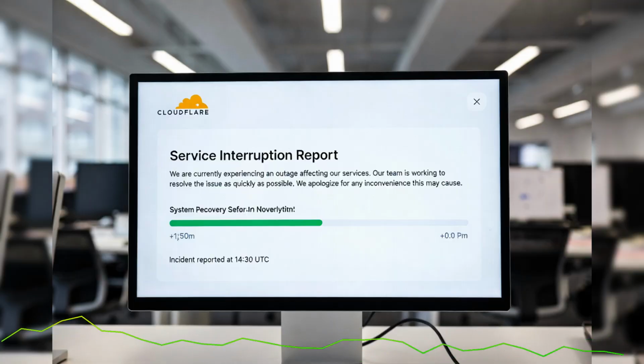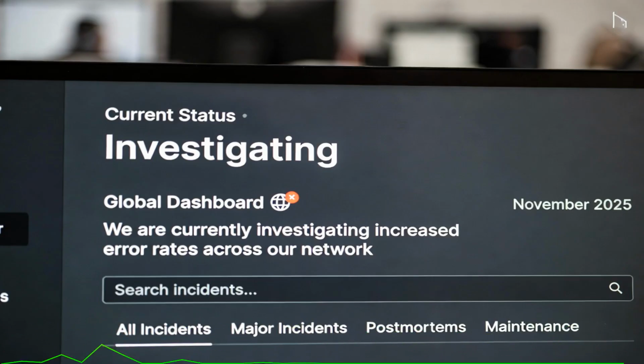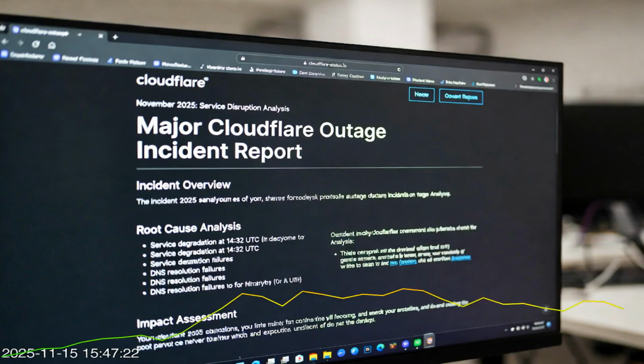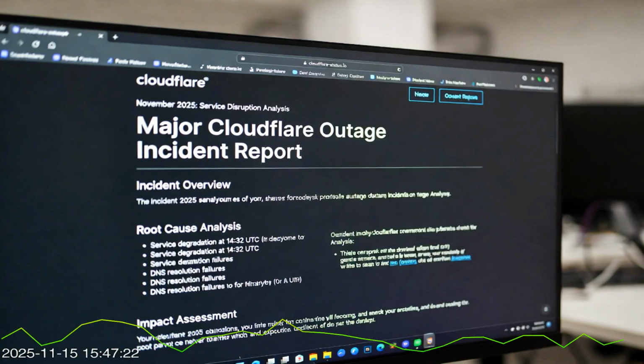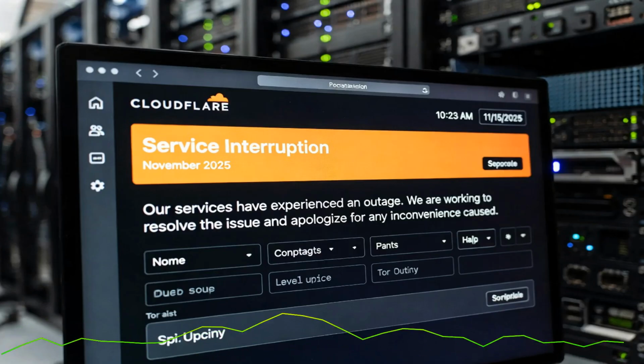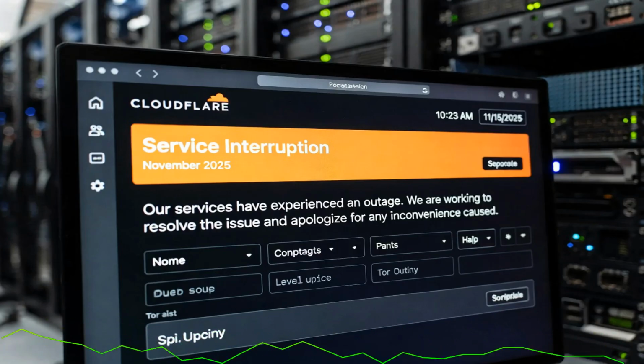If you were online on November 18th, 2025, you noticed the silence. It wasn't the silence of a disconnected cable or a local power outage. It was the eerie, digital silence of 502 bad gateway errors cascading across nearly 20% of the visible web.